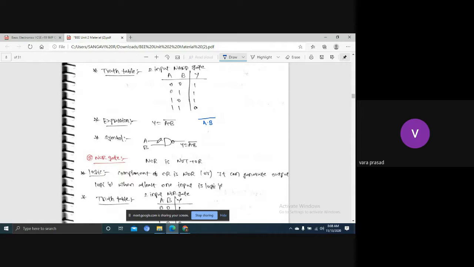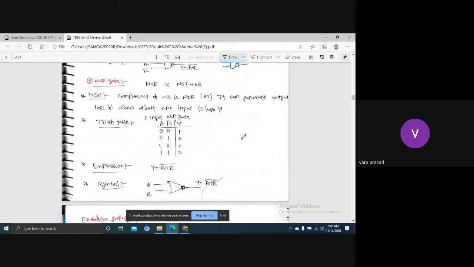And the NAND gate symbol: we can draw the AND gate like this. Before that, I said bubble. If you keep a bubble, it will be a complement. This is the AND gate and this is a bubble, an inverter or NOT gate. AND plus NOT, we can call it a NAND gate.